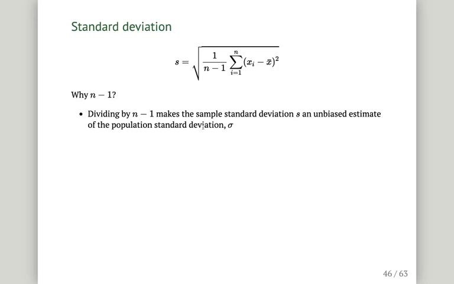Why do we divide by n minus 1? That's something that a lot of students find tricky. The idea is this. We want to get the best estimate that we can of the population standard deviation, which I'm calling sigma. Dividing by n minus 1 instead of n gives us a little better estimate. We tend to get a closer number to the population standard deviation. So that's why we divide by n minus 1.